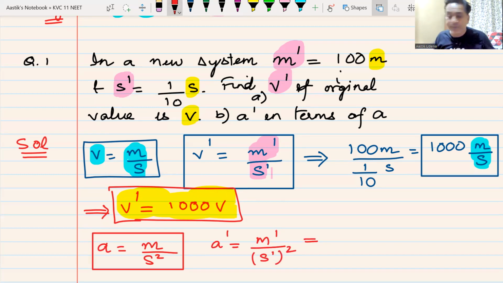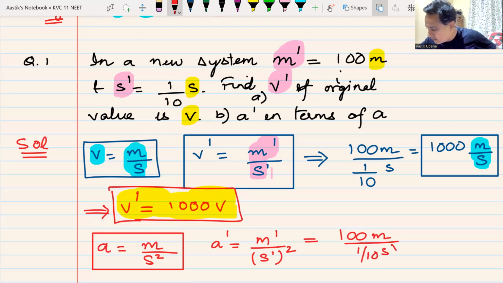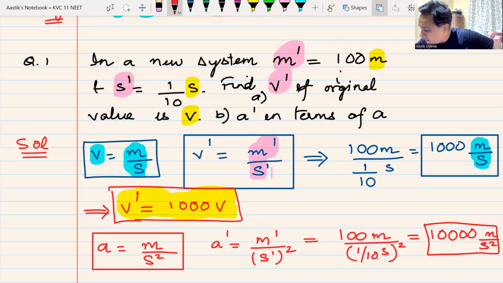I will again just put the values. My meter dash is 100 meters. My second dash is 1 by 10 second, whole squared. Remember, now it is squared. So 1 by 10 becomes 1 by 100. That 100 goes into the numerator, my dear friends. And the new answer that I get is 10,000, four zeros, meter per second square. So my new acceleration is 10,000 times the original acceleration.